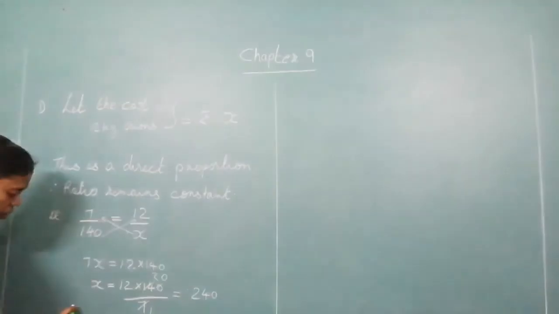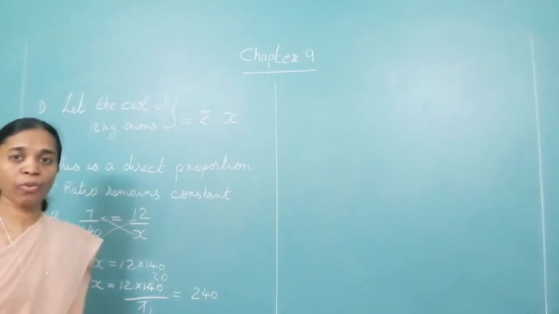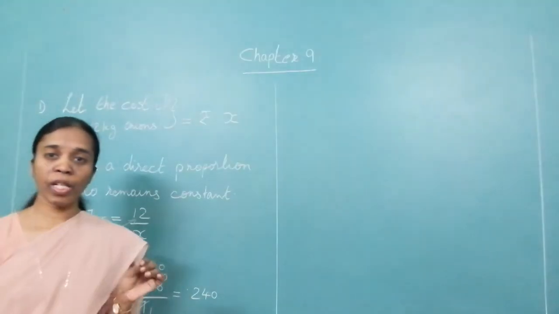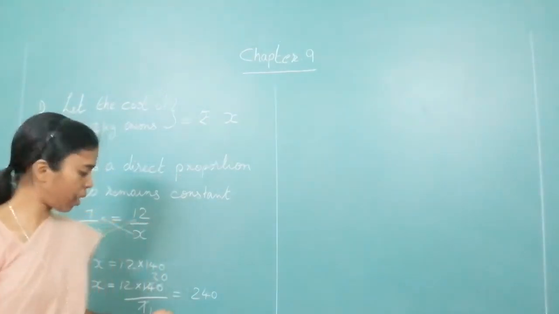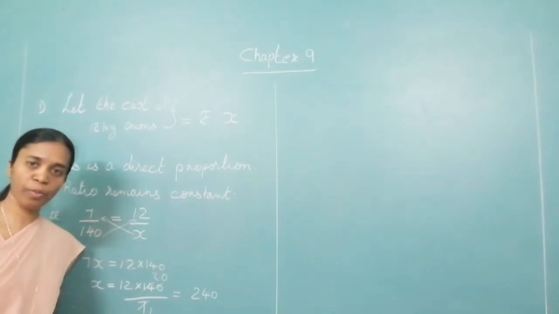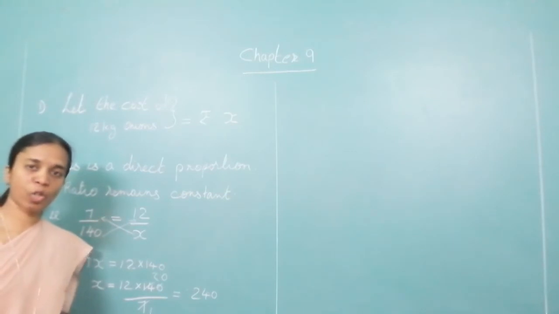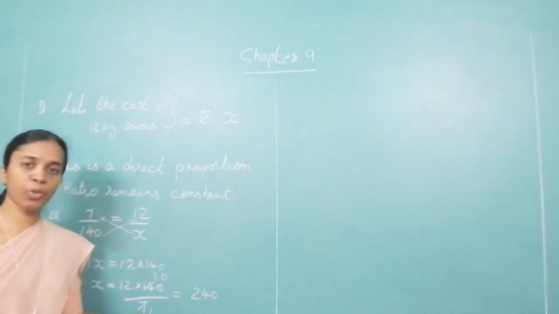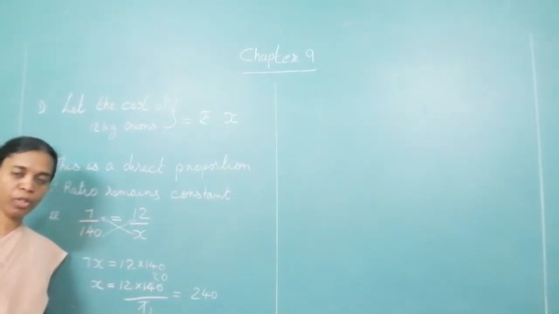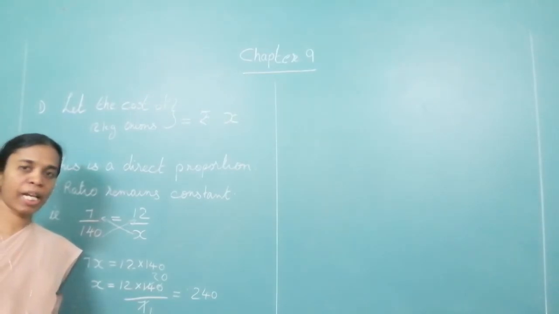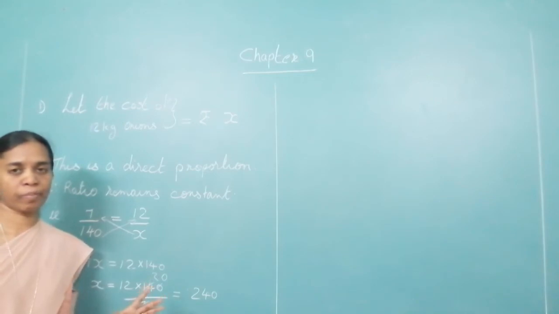Therefore, please write the concluding statement. Therefore, what is our x? The cost of 12 kg onions. For word problems, concluding statements are compulsory. So please write the concluding statement over here. Therefore, 12 kg onions cost rupees 240. That is 240. I repeat. Therefore, 12 kg onions cost rupees 240.